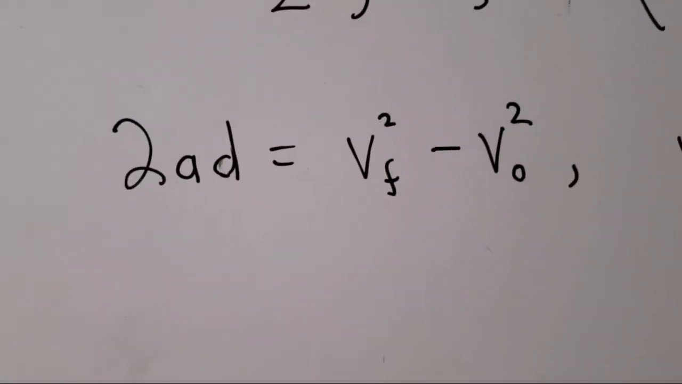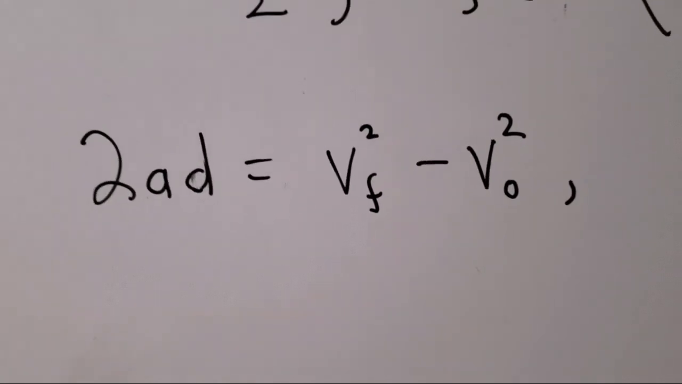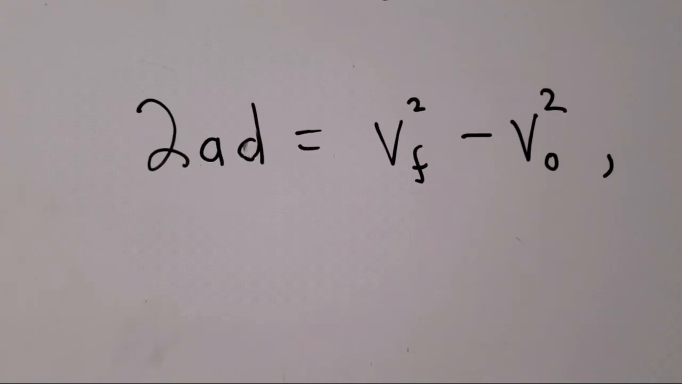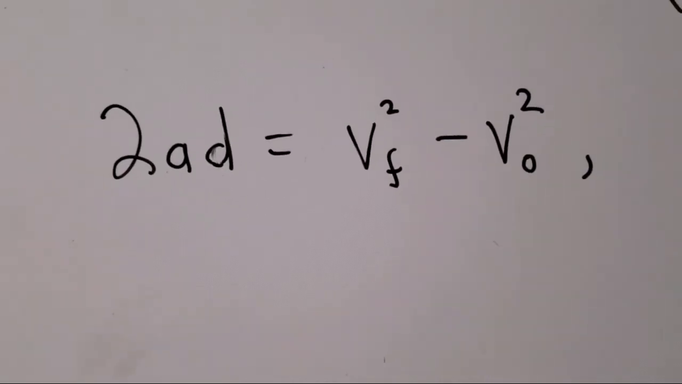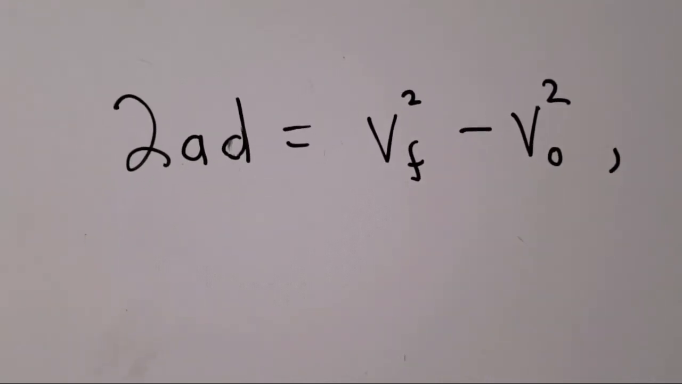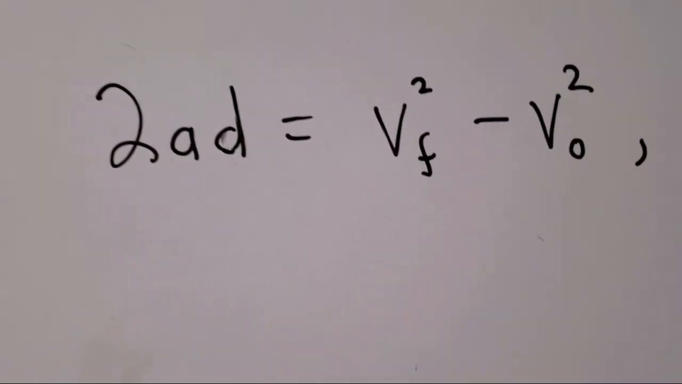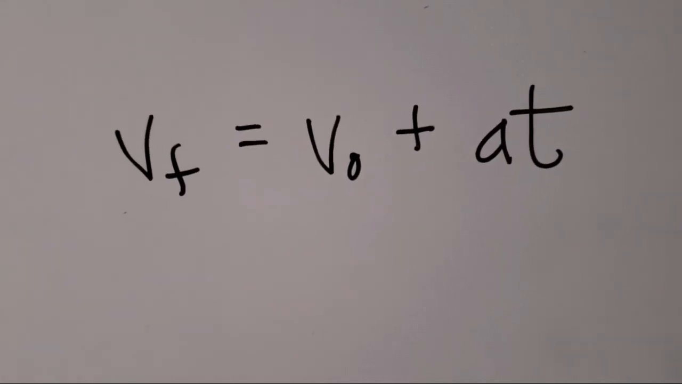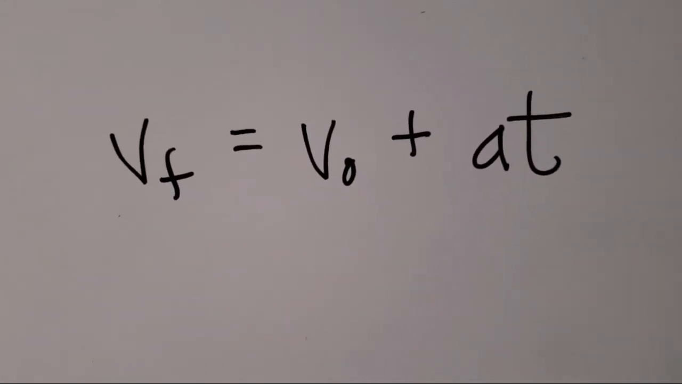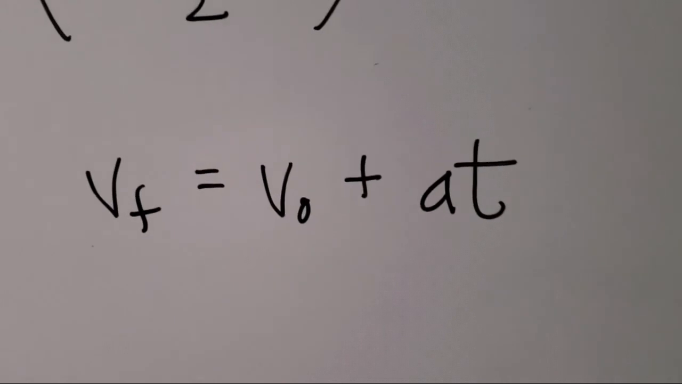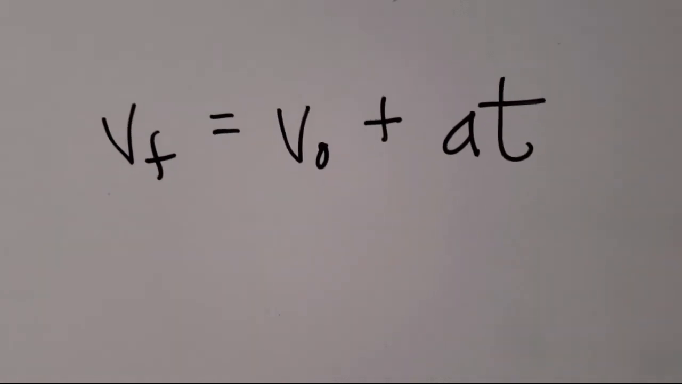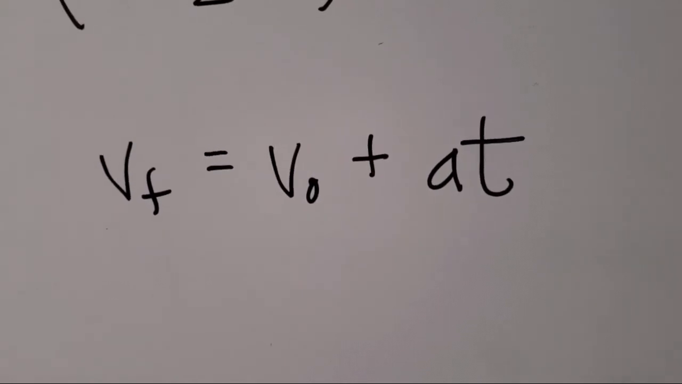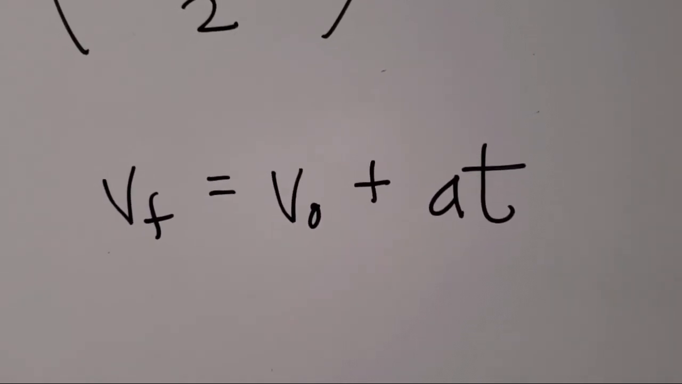This one I like to call the 2AD formula, and that's just how it goes. You use this one if you aren't given the time. So if the problem says nothing about time, this is a good starting place. And then this final 4th one here, that's just saying the final velocity is the initial velocity plus the acceleration times time. So you use this one if you have an initial starting velocity other than 0.